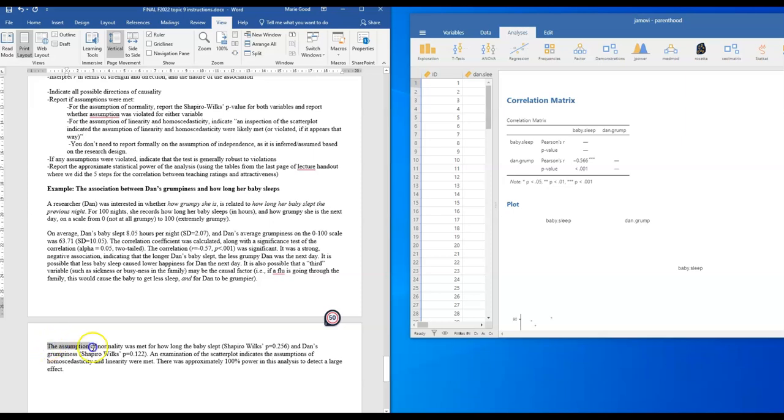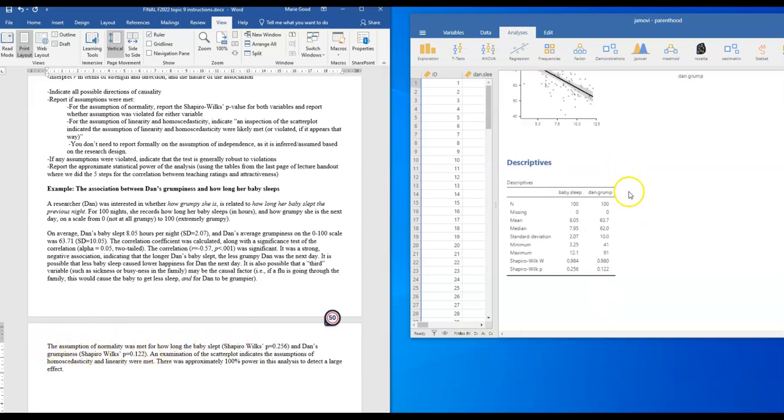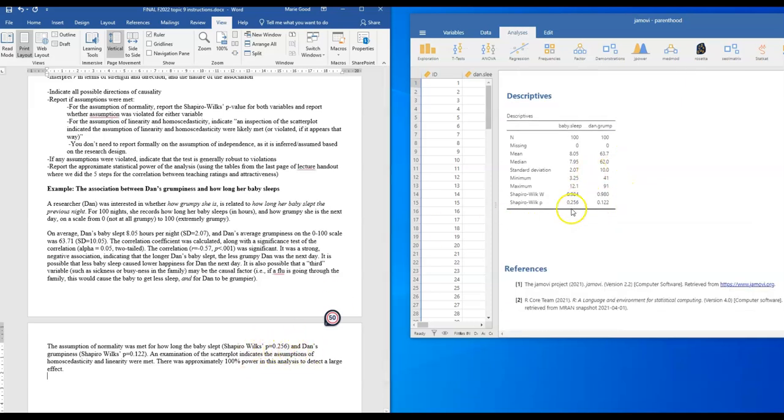So here's how I've worded the other assumption checks. We say the assumption of normality was met for how long the baby sleeps, right? And then I'm just reporting that Shapiro-Wilks p-value, right? Baby sleep and Dan's grumpiness. And I'm also reporting the Shapiro-Wilks for Dan's grumpiness. All right, the p-value there is 0.122. We say an examination of the scatter plot indicates the assumptions of homoscedasticity and linearity were met, and there was approximately 100% power in this analysis to detect a large effect.